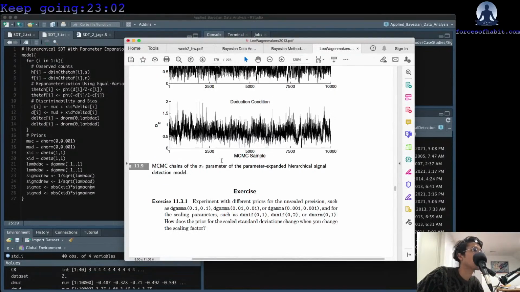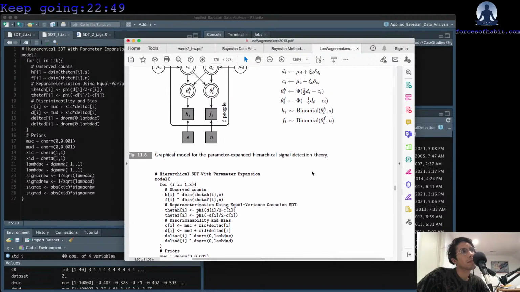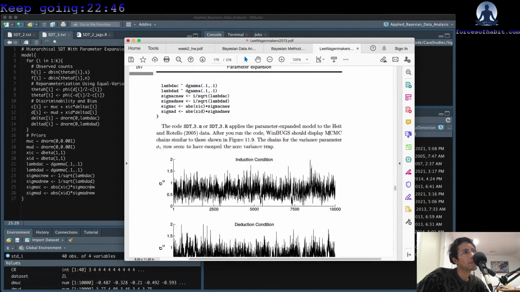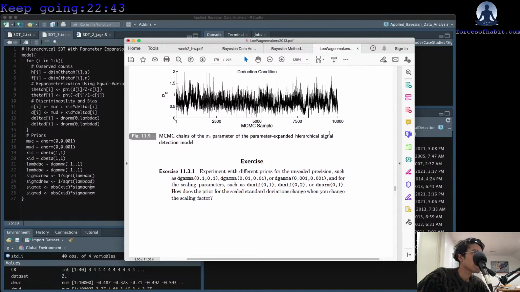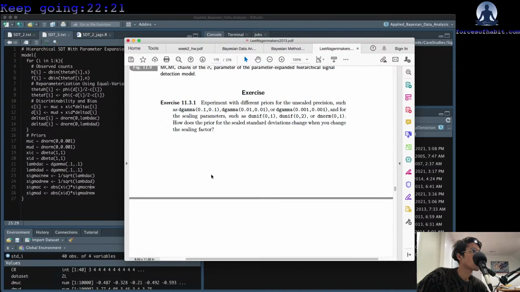What are the questions? So this is the last question. Experiment with different priors for the unscaled precision, these terms, and the scaling parameters, these terms. Okay, let's run it and let's do it.